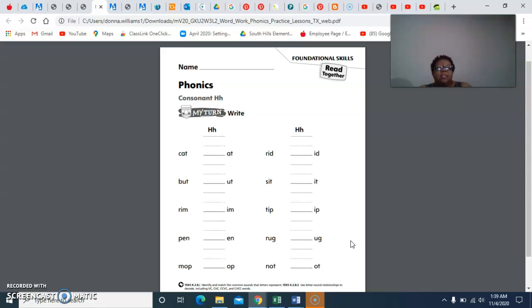But practice and try to sound out all the words. You can use your journal to write down the word and then try to sound it out to see how many you can get right without your parents' help first, so that you can be independent readers. This will really, really help you.